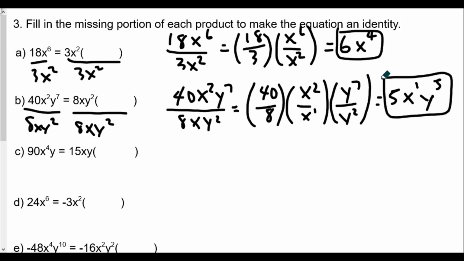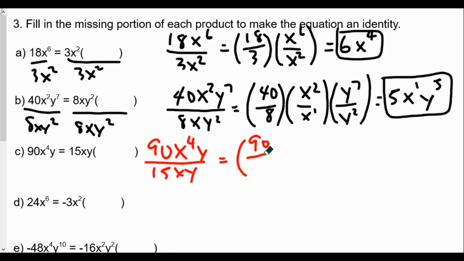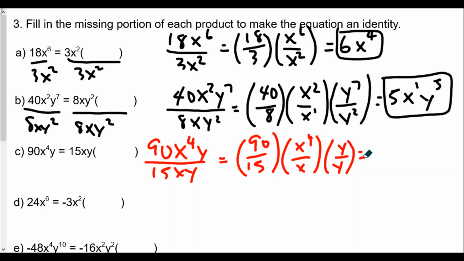Okay, for C, we do the same exact thing. I'll use a different color. Take 90 times x to the 4th over y and divide by 15xy. Again, we're going to separate them as 90 over 15 times x to the 4th over x times y over y. Well, here we go, and in this situation, 90 over 15 is going to be 6.